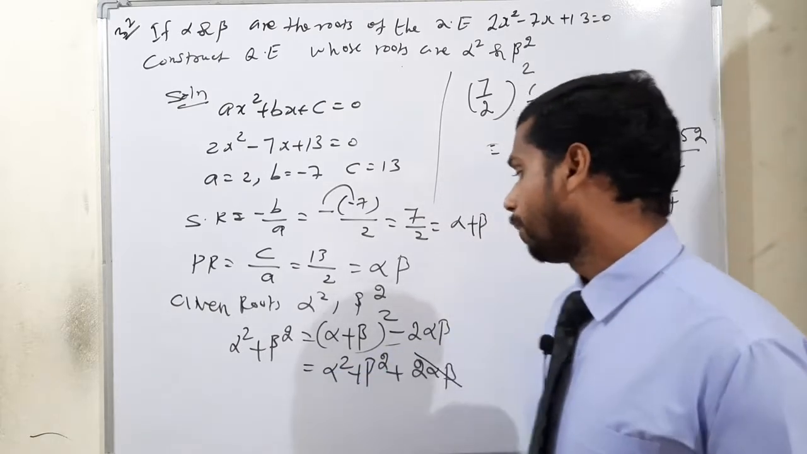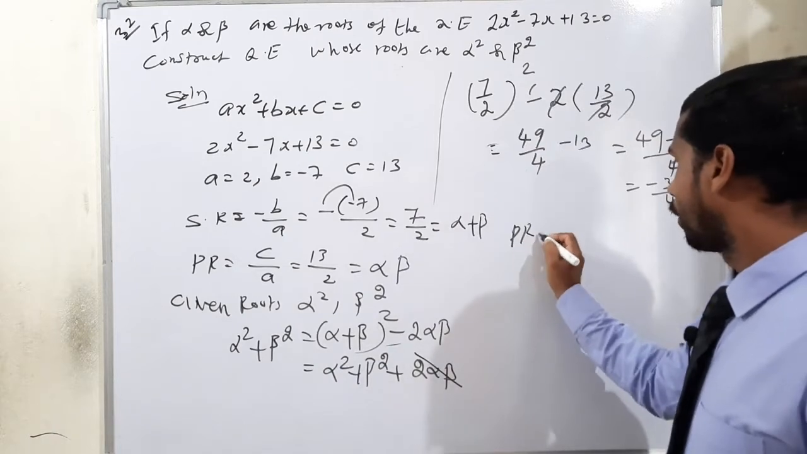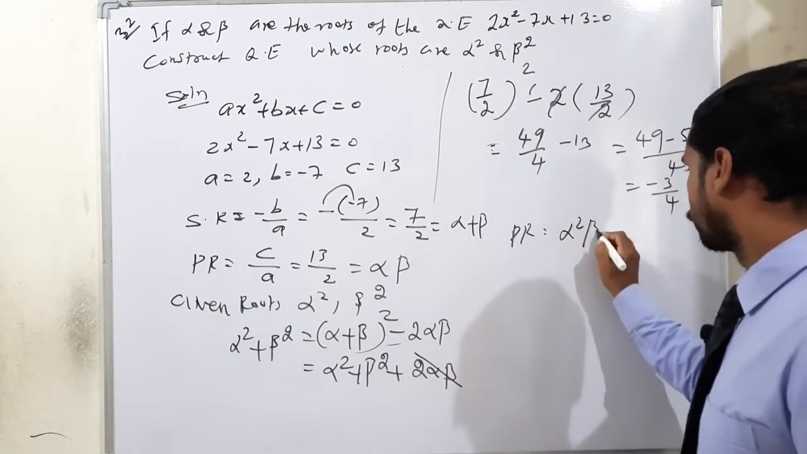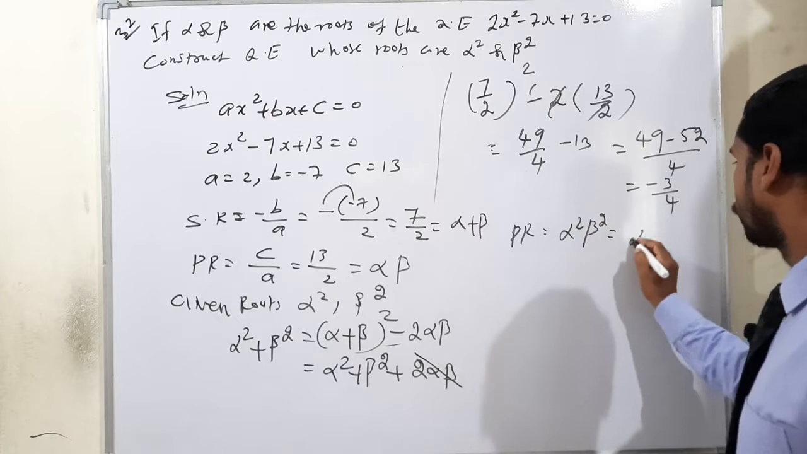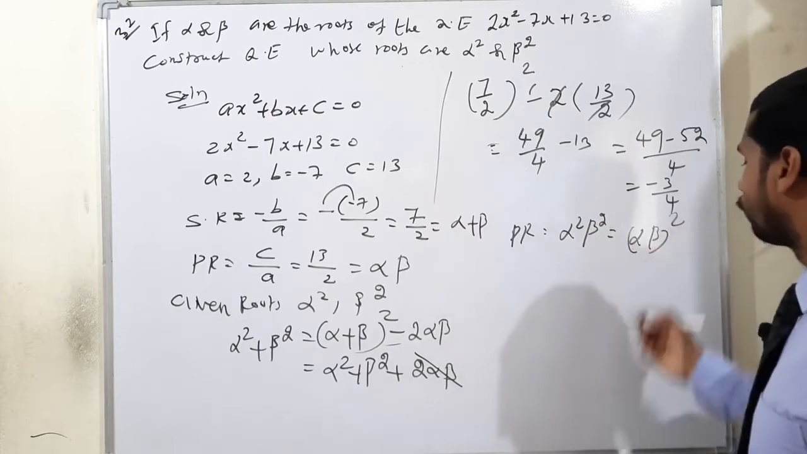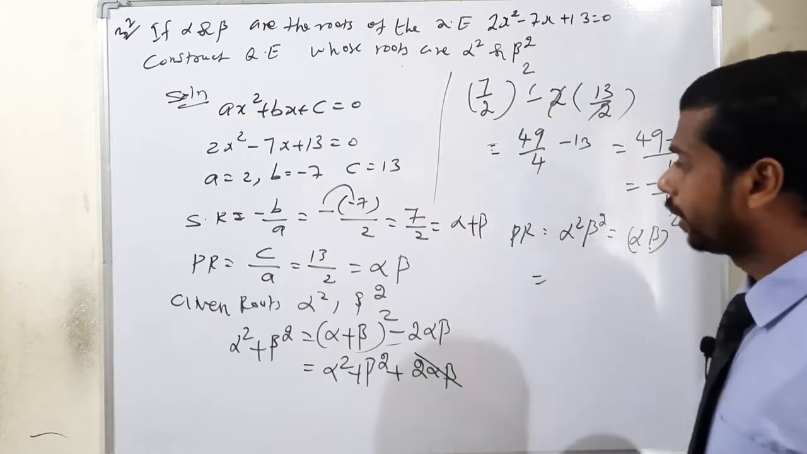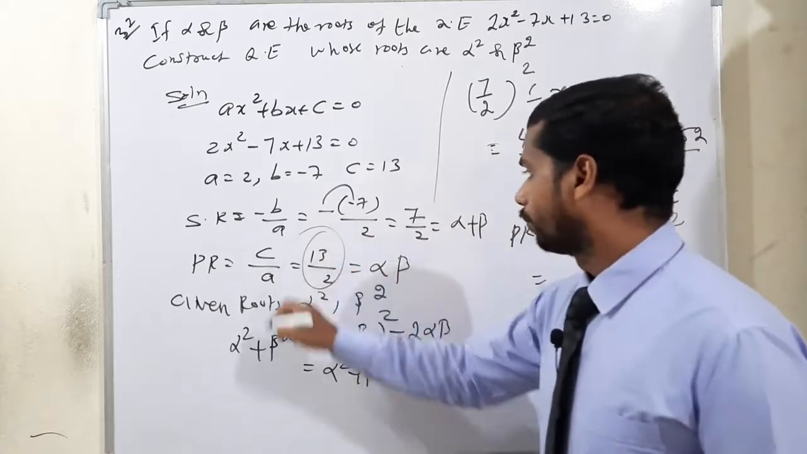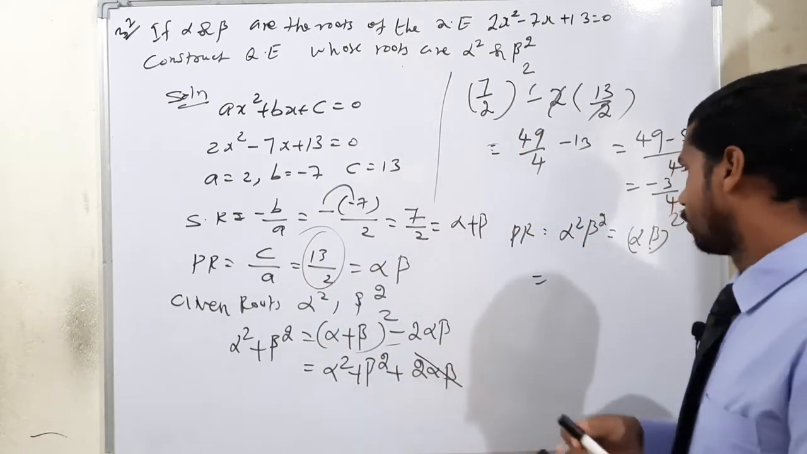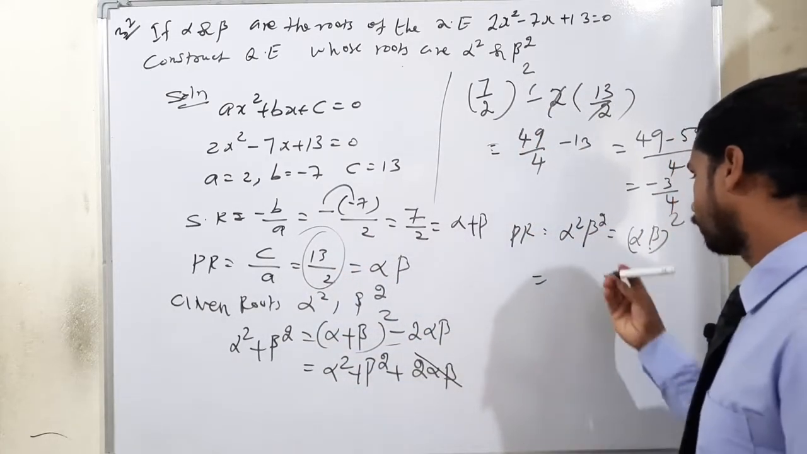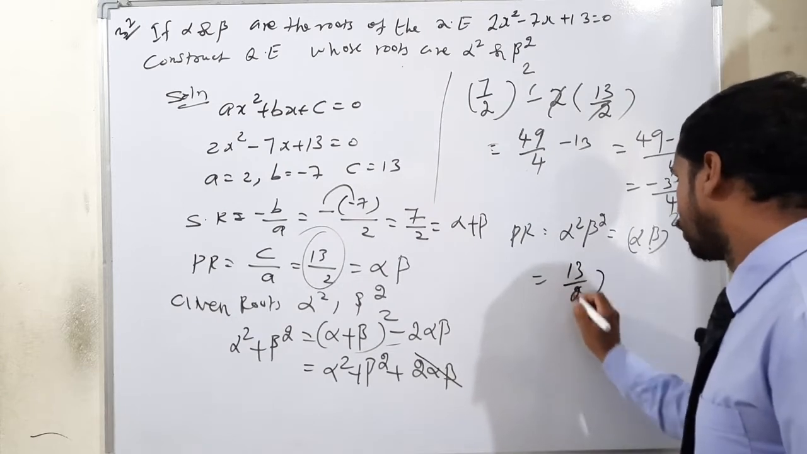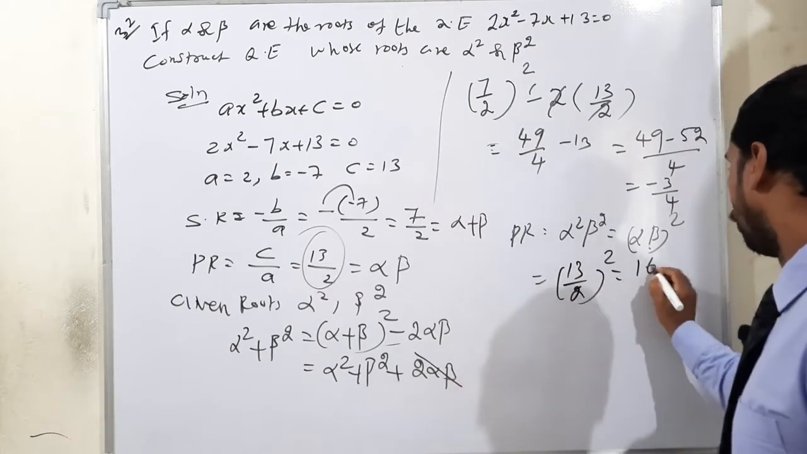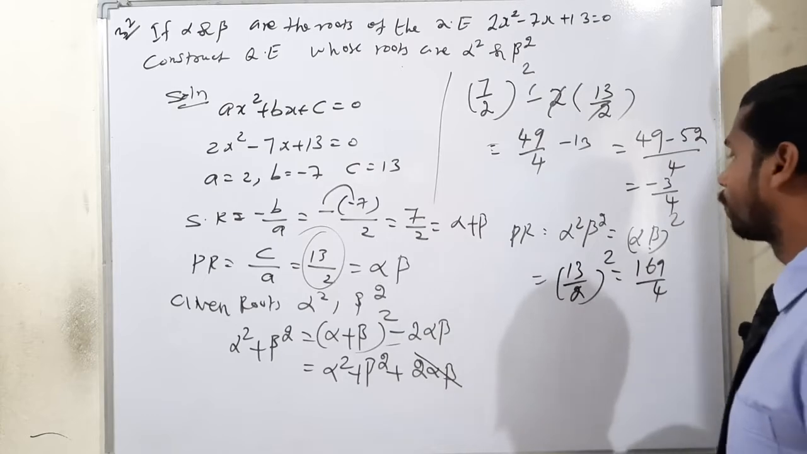Now we need to apply the product of the roots, isn't it? The product of the roots means alpha square into beta square, which we can write as alpha beta the whole square. What is the value of the product of the roots? 13 by 2, isn't it? So 13 by 2 the whole square, that is 169 by 4. This is called the product of the roots.